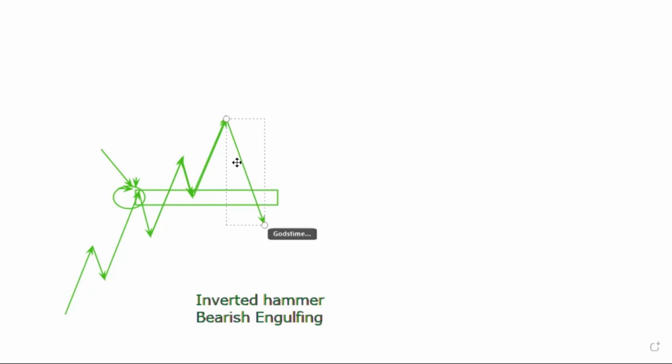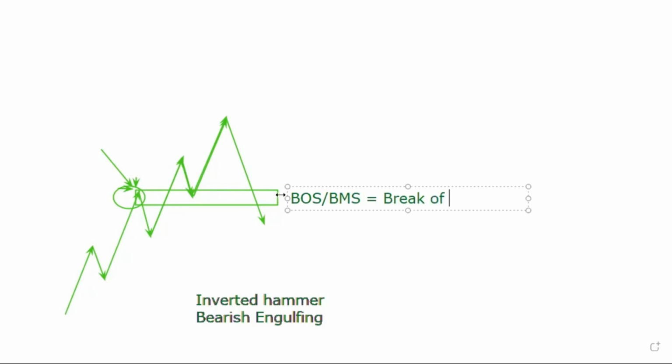So when this happens, then you will call it a break of market structure. That is what you call break of market structure, BOS. That's what they call it. Some call it BOS, some call it BMS. Let me write it for you. Some call it BOS or BMS. The name is break of structure or market structure. Those that use break of structure call it BOS. Those that use break of market structure call it BMS.